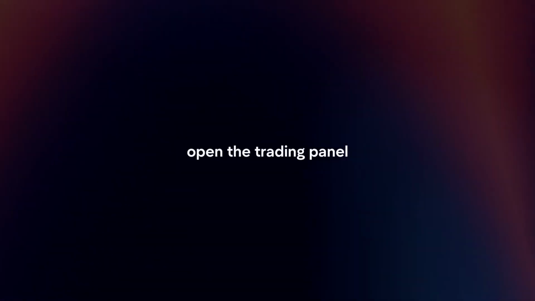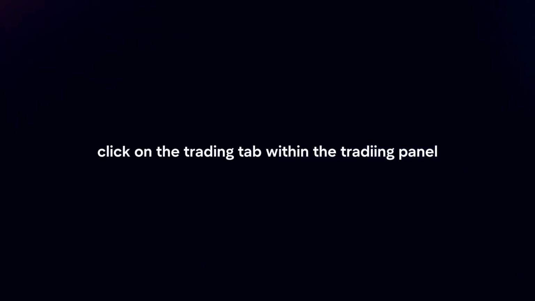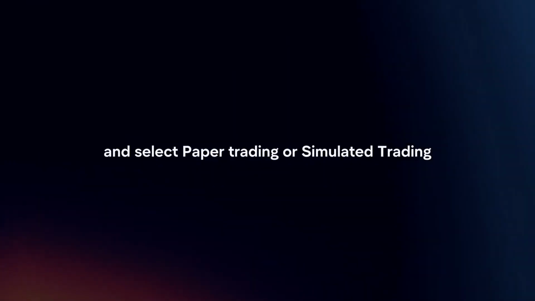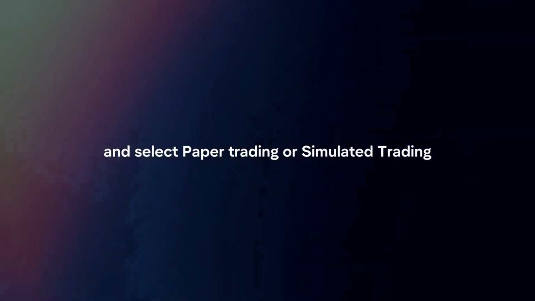Open the trading panel. Click on the Trading tab within the Trading panel to open the trading interface. Switch to Paper Trading mode. Within the trading interface, locate the Mode drop-down menu and select Paper Trading or Simulated Trading.